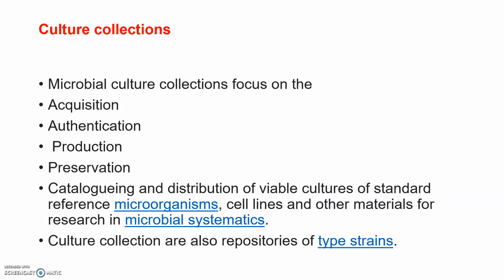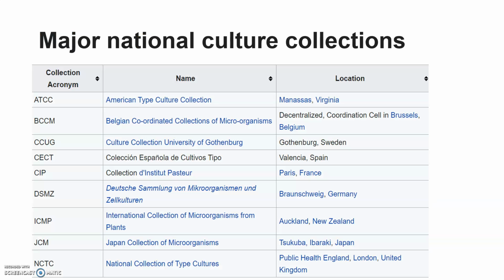So these culture collections consist of type strains. They are representing all other strains. For example, the type strain of E. coli is representing all other E. coli by showing the various biochemical reactions. This is the major nature of culture collections.